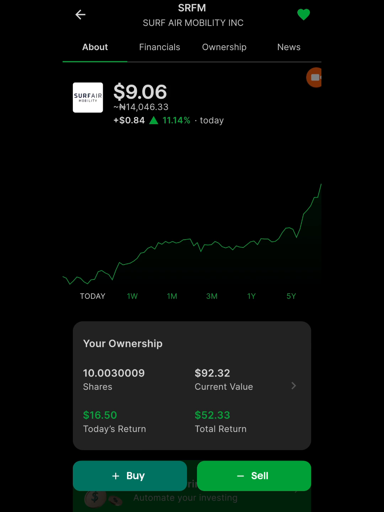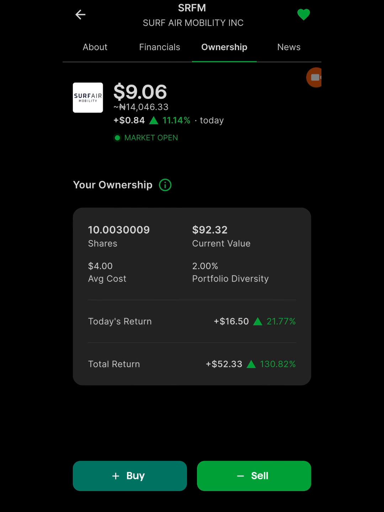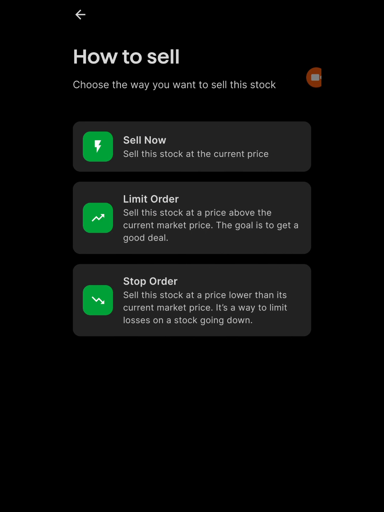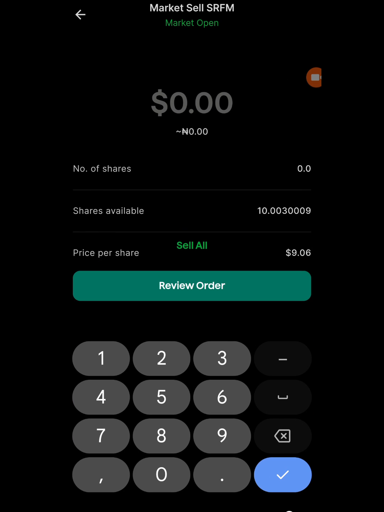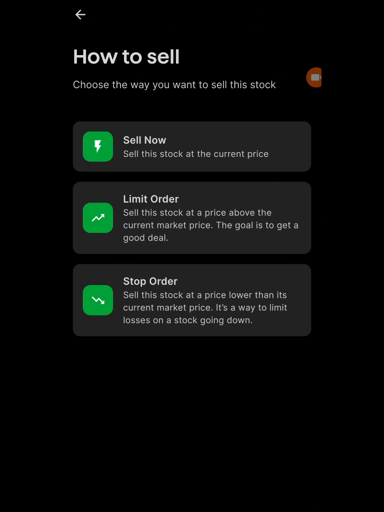And when I say take profit from it, let me go back here again, because as you can see, my total return is 130% now. I want to take profit from it. How do I take profit from it? It's simple. I just click on sell and click on sell now, and go ahead and sell.